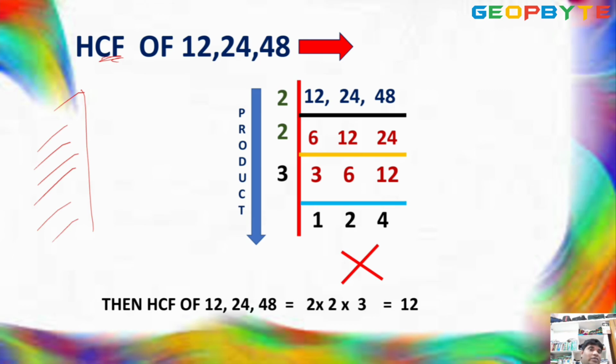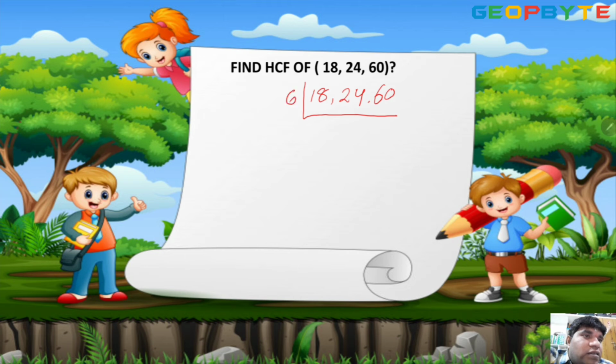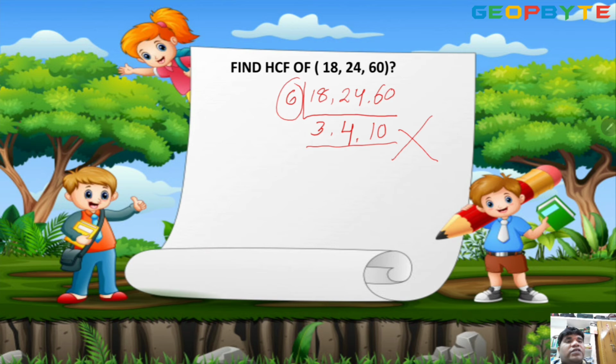Now coming to the example. Find the HCF of 18, 24, 60. Just now we got the answer point. 18, 24, 60. These three numbers are also divisible by 6. 6 threes are 18, 6 fours are 24, 6 tens are 60. 3, 4, 10. Are these three numbers divisible by any single number? No. So the answer is only 6.